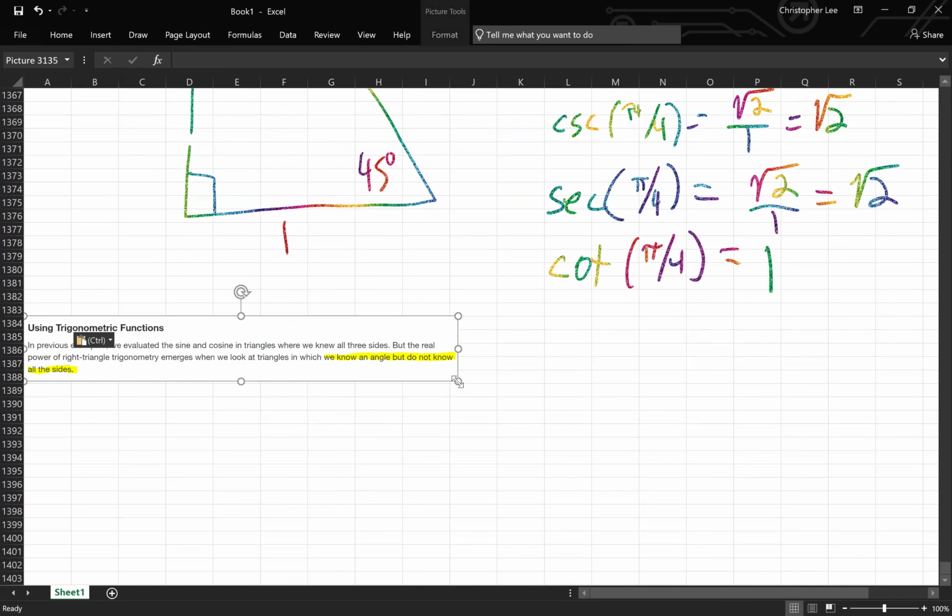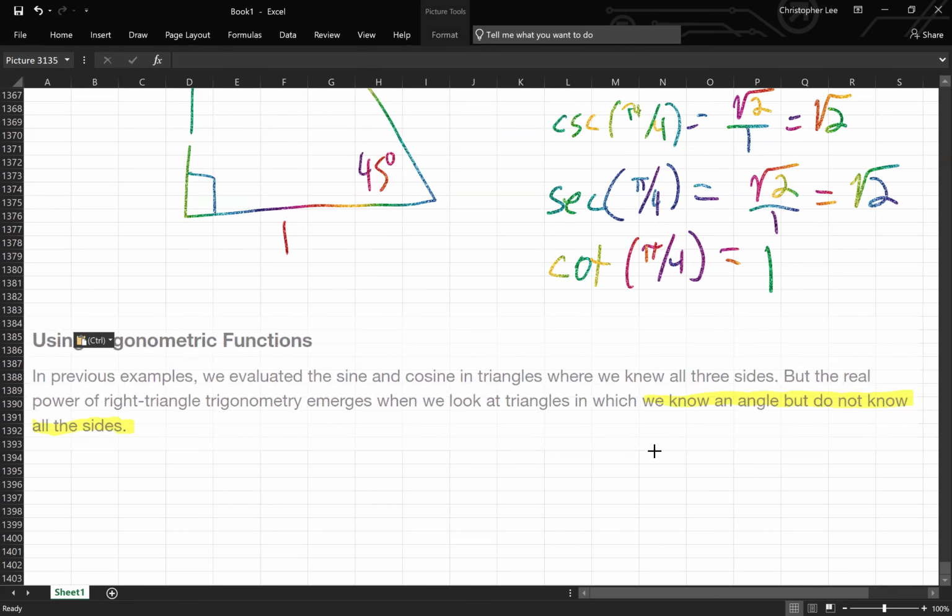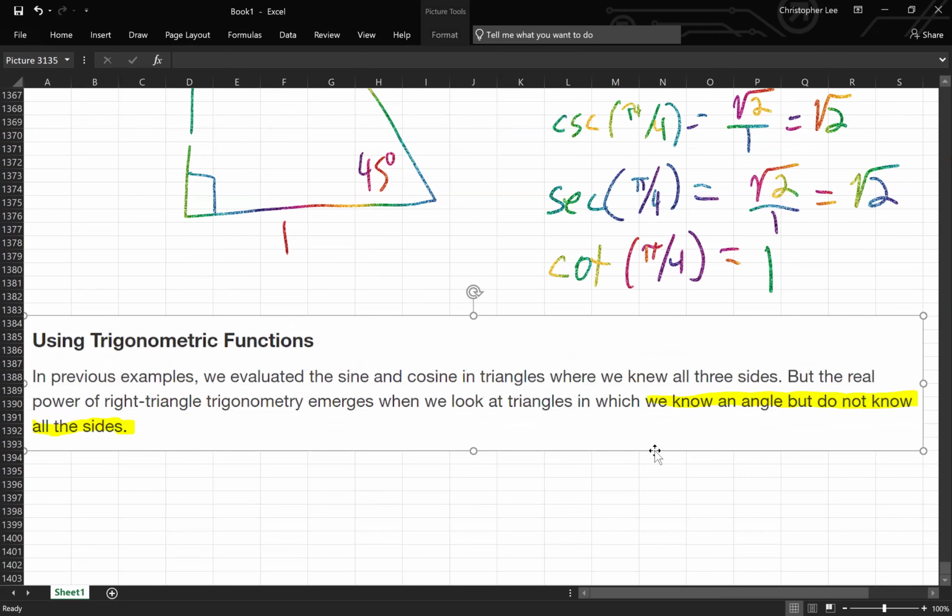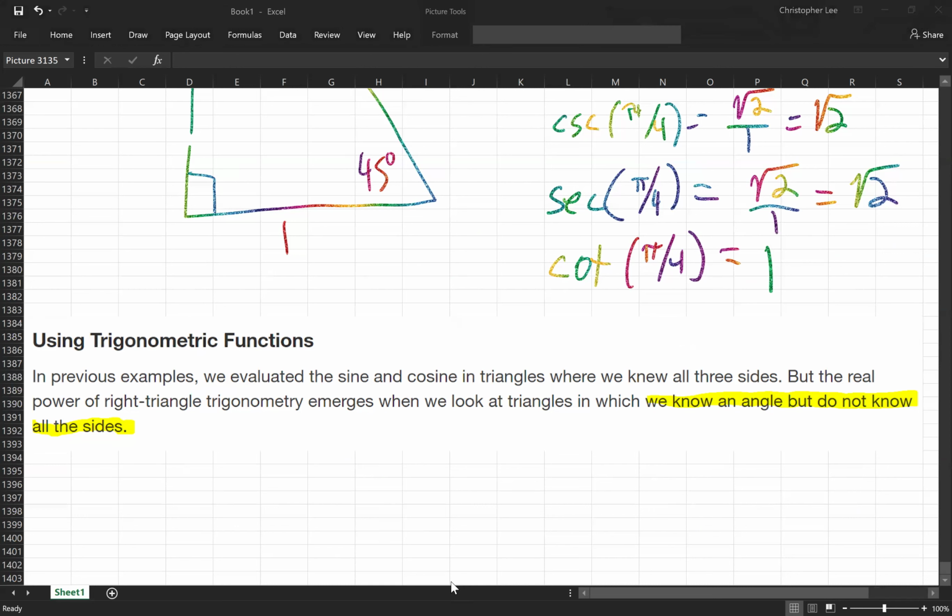So we're going to talk about using trigonometric functions. In previous examples, we evaluated the sine and cosine in triangles where we knew all 3 sides, but the real power of right triangle trigonometry emerges when we look at triangles in which we know an angle, but do not know all the sides. Before we even jump into this, let me give you a little bit of notes, a little bit of how to.